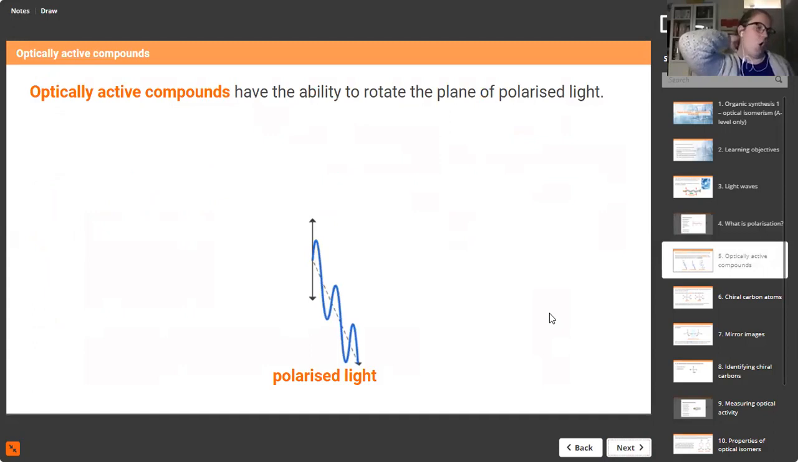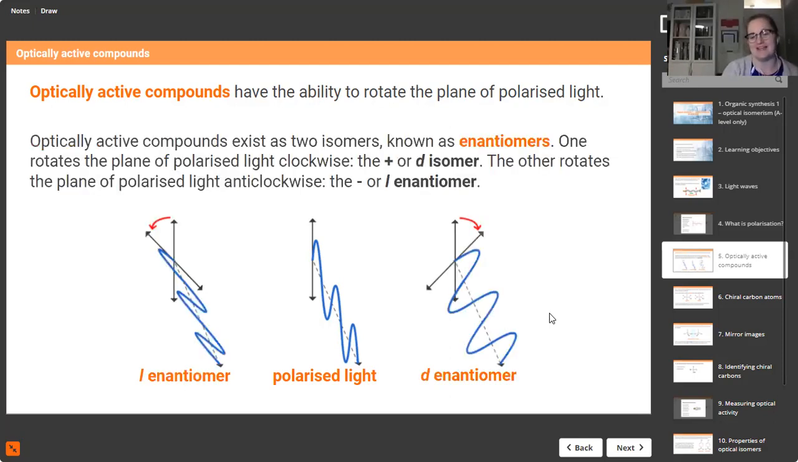So optically active compounds. These are compounds that have the ability to rotate the plane of polarized light. So that's our polarized light, and we can rotate it. So they exist as two isomers, and we can also call these enantiomers.